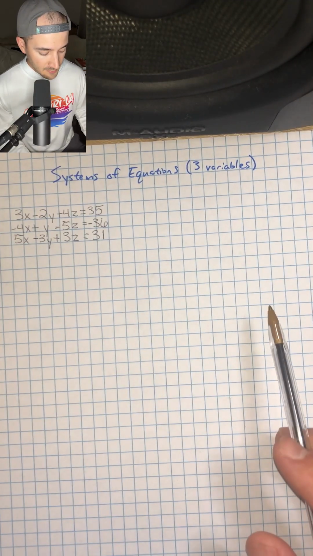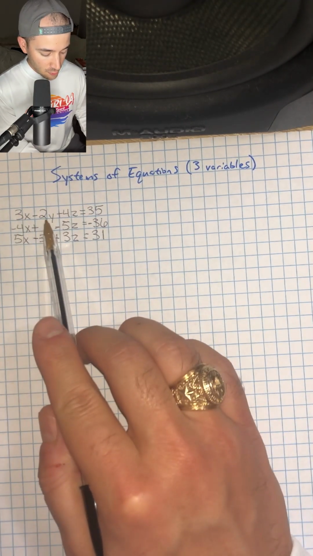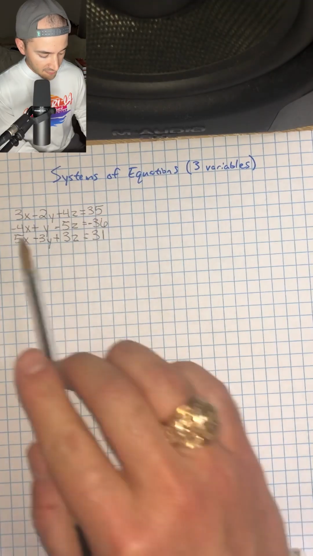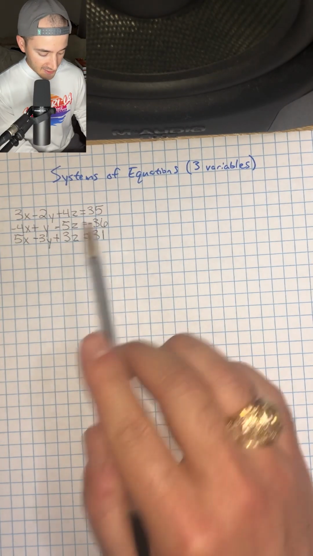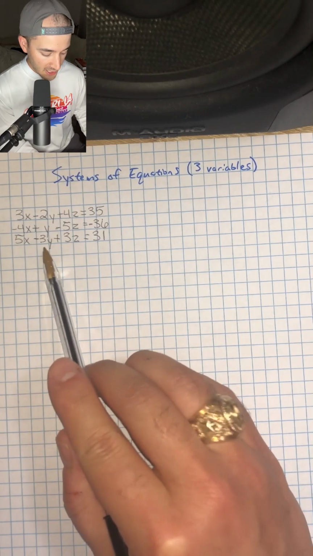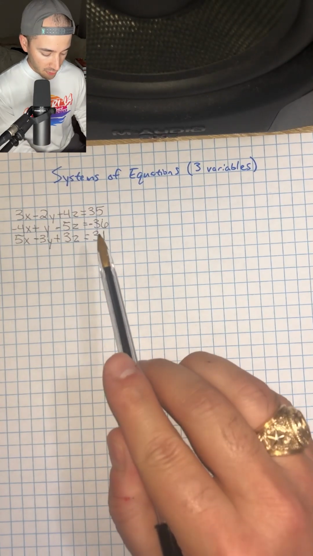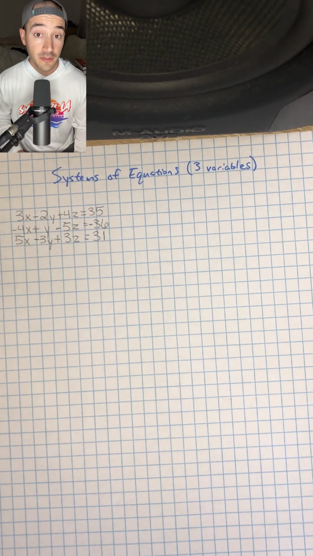So we have the system of equations 3x minus 2y plus 4z equals 35, negative 4x plus y minus 5z is equal to negative 36, and 5x minus 3y plus 3z is equal to 31. So we are going to be using the elimination method today, which if you remember from Algebra 1 basically means that we need to find a variable that we can cancel out.